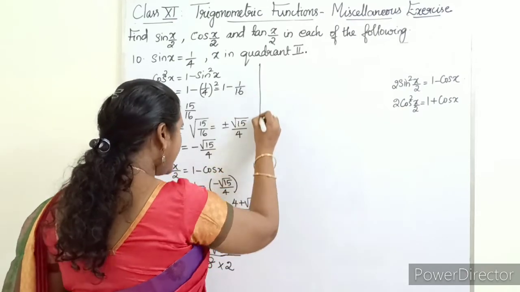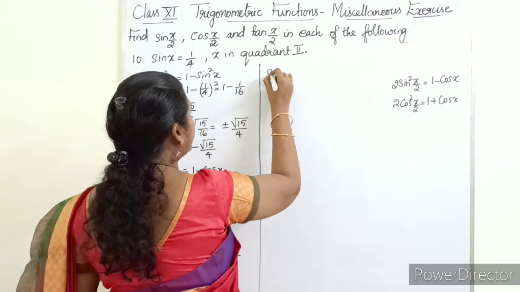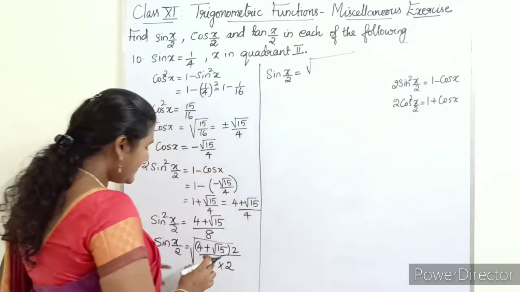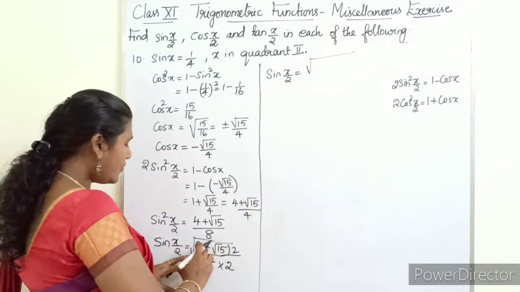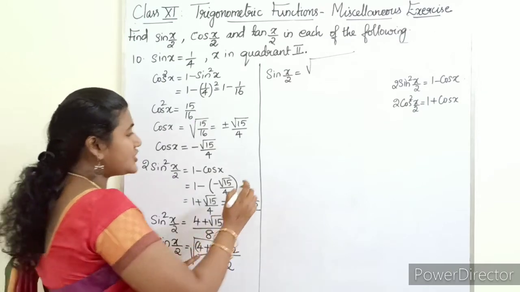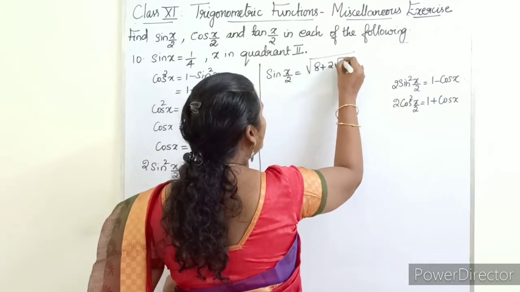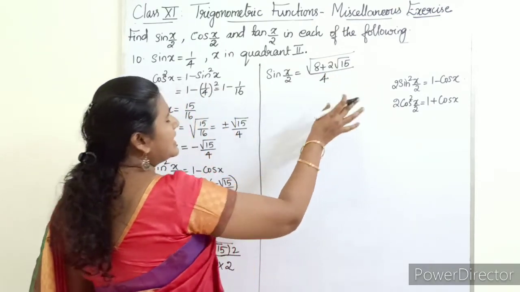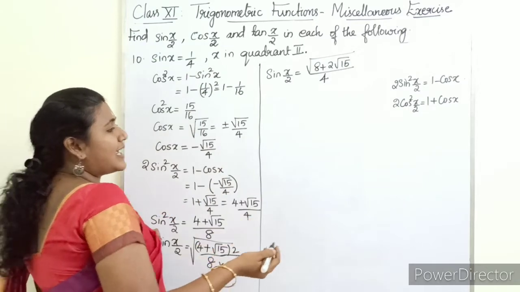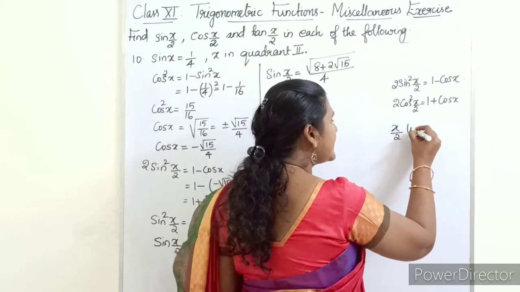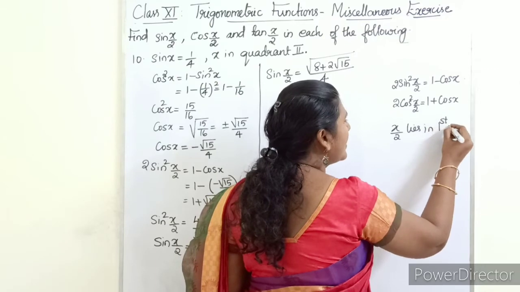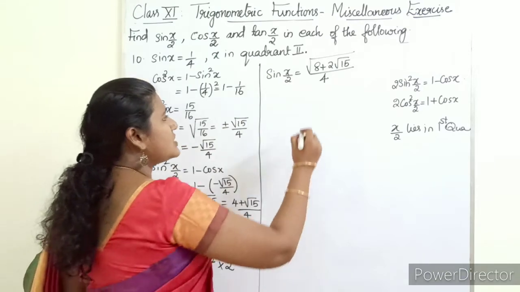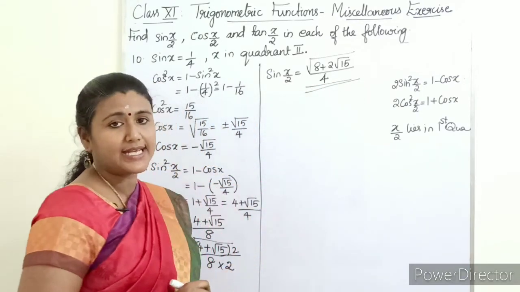So sin x by 2 is equal to root of, now we will take the square root separately. So root of 2, with 2 we will multiply each term, so 8 plus 2 root 15 divided by root of 16, which is 4. And here if you see, since x is in the second quadrant, x by 2 lies in the first quadrant. In the first quadrant, you know all trigonometric ratios are positive. So sin is also positive. So this is the value of sin x by 2.